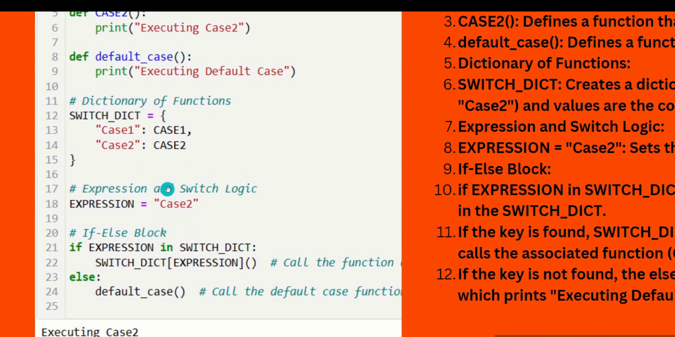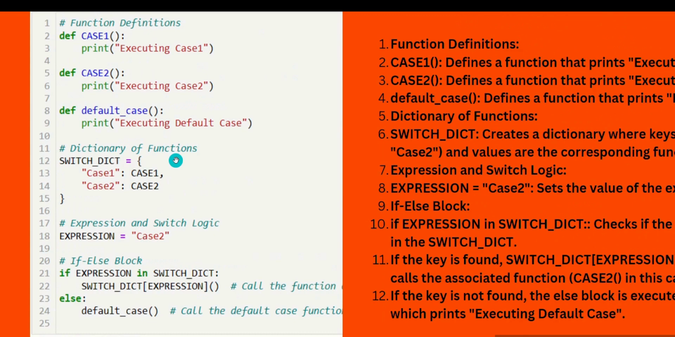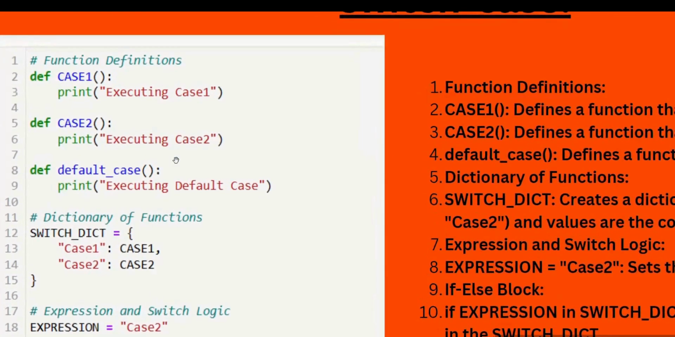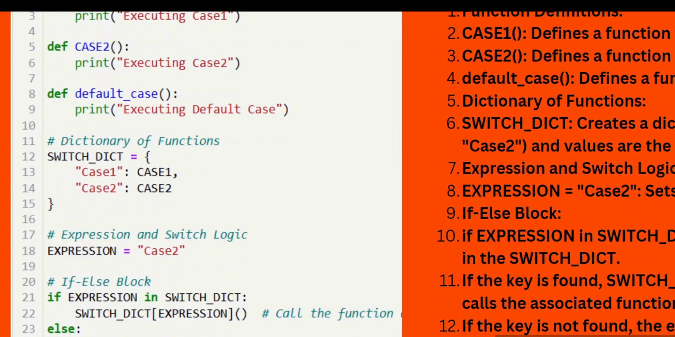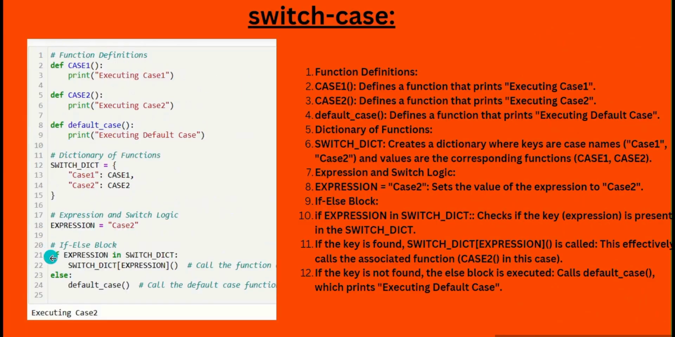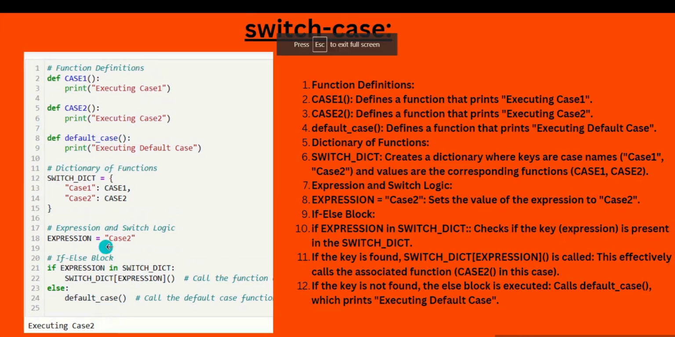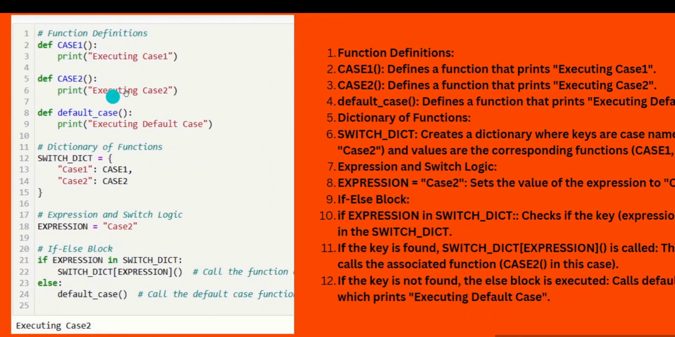Case 2 is the key assigned for the variable expression. If else statement. If this condition is satisfied, call a function switch underscore dict of expression. Else, default function will be called. This function will be called. Here, the key case 2 is matching with the dictionary key. Therefore, I am getting the output as executing case 2. This function is getting executed.